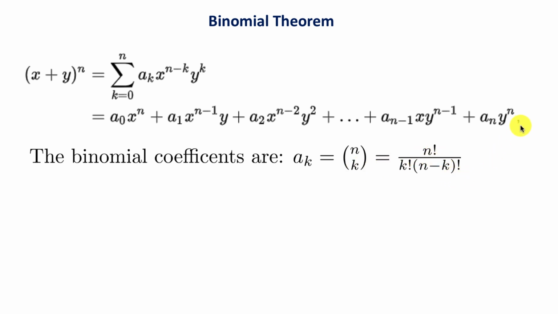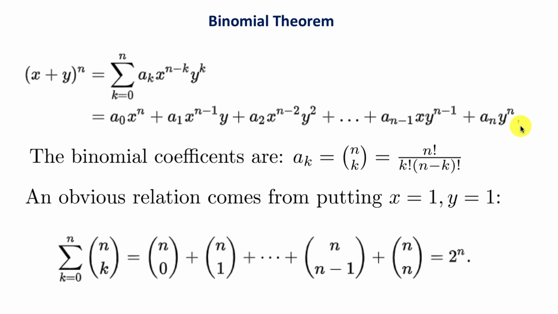How do you prove this theorem? You simply use the method of induction. You assume that it's true for n, and then you show that it's true for n plus 1. Many interesting relations can be derived. One obvious one comes from putting x equal to 1 and y equal to 1 over here. So you have (1 plus 1) to the power n, that's 2 to the power n. And so this a0, which is this, a1, which is this, the sum of all these then adds up to 2 to the power n. Many other such relations can also be derived.